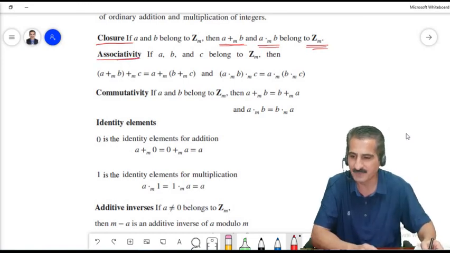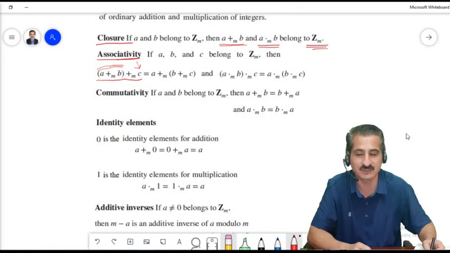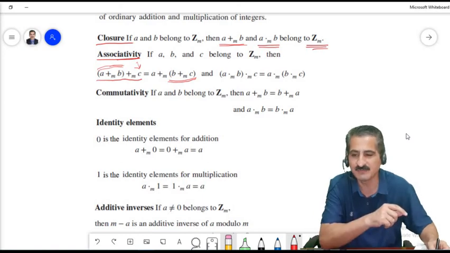Associativity. Does it matter if I add the first two modulo m and then take the result and add the third integer modulo m, or I do the computation for the last two integers first, and when I am done, I add the result to the first integer?